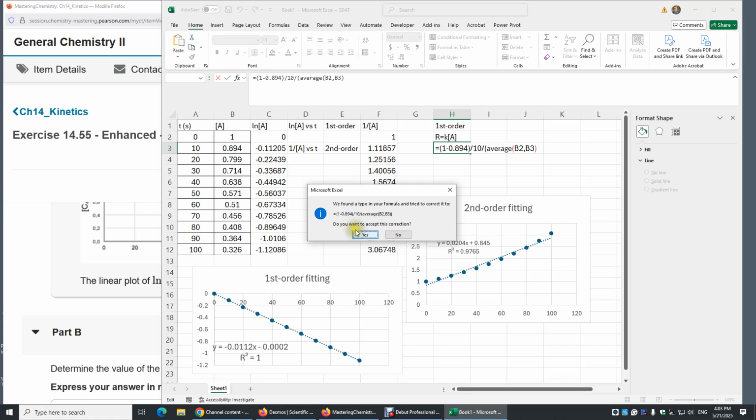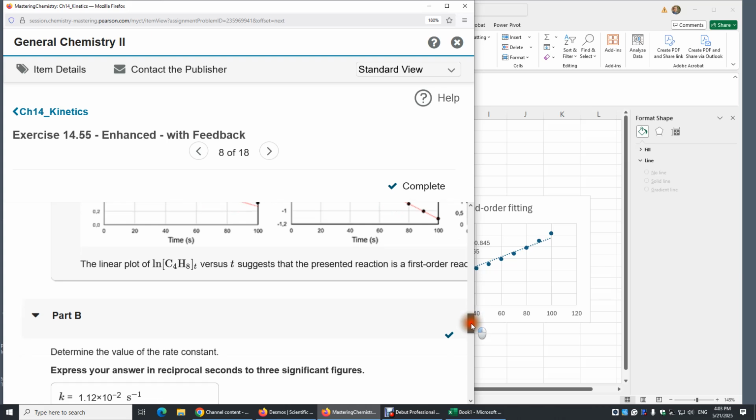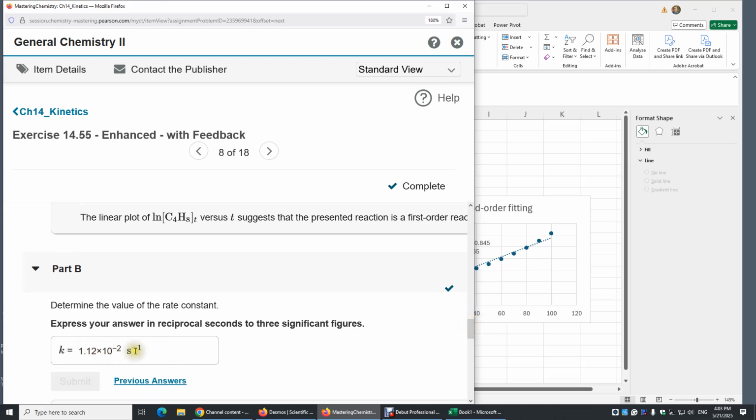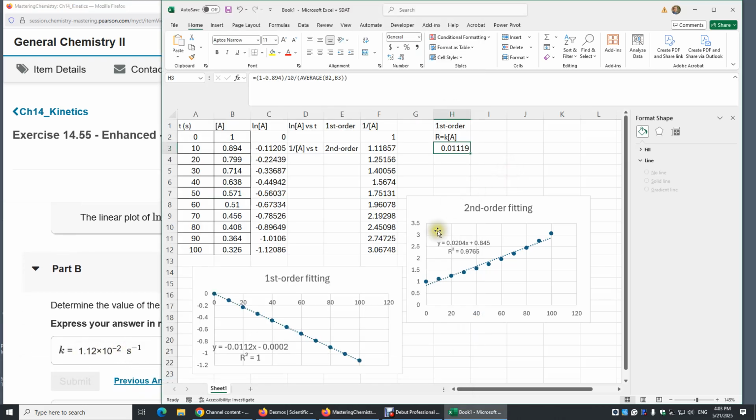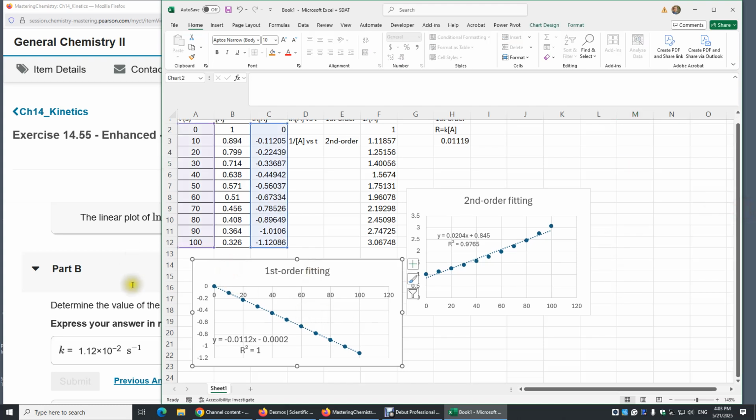Oh. Okay. Yeah, we got this reaction rate 0.0112. Let's take a look. 0.0112. The unit is per second. There's another way to get the reaction rate constant, which is faster, just by looking at this graph.